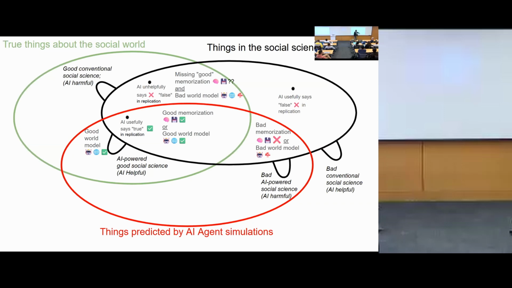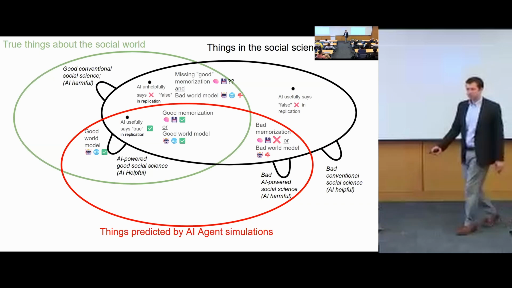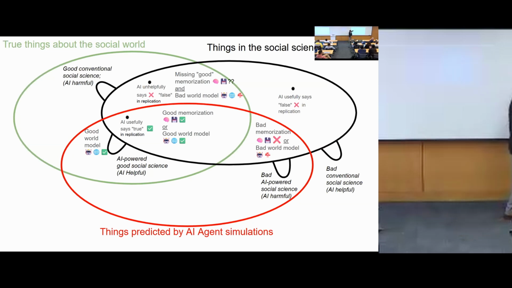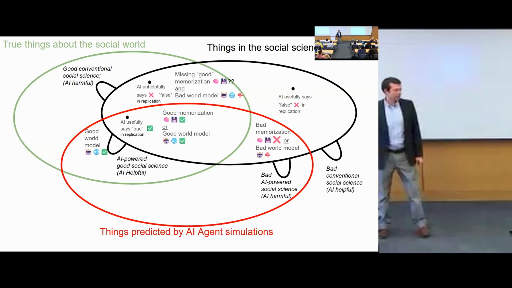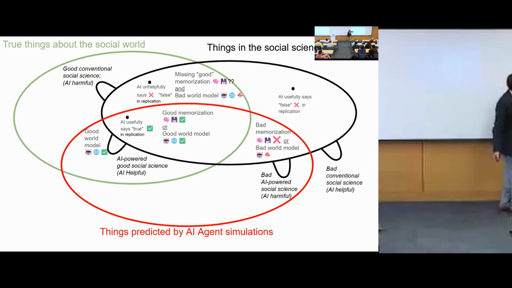This is the reverse, right? You're still going in the wrong direction. You're not moving into the green circle. You're writing a paper that's not true. But the AI is going to cheer you along and say, yep, that's what also happens in AI simulation. Here, this one is also AI is harmful because you're pushing into things that are true, but the AI is going to tell you this doesn't work. This is wrong. And then here, it's also helpful. You're pushing into a space of true things, and the AI is going to agree with you.